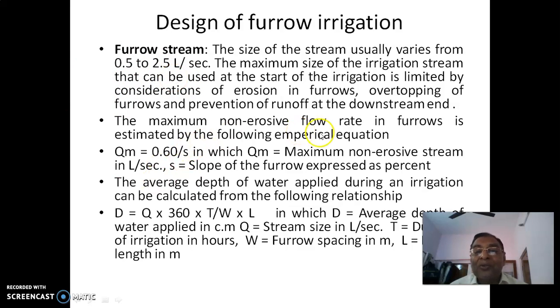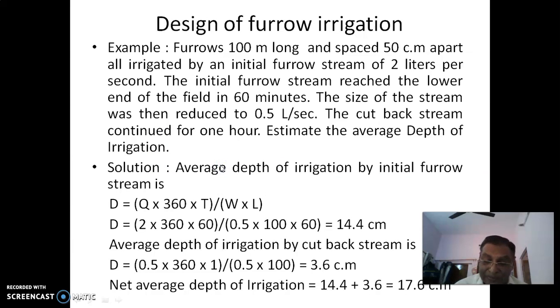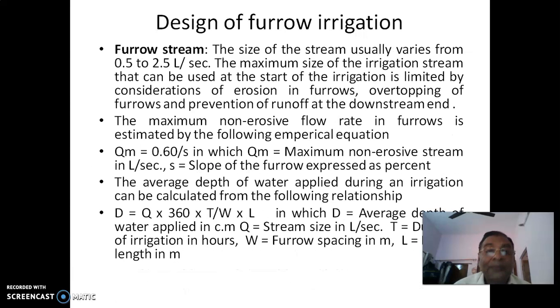The maximum non-erosive flow rate in furrows is estimated by the following empirical equation. What is the equation? Simply qm = 0.60 / S, in which qm is the maximum non-erosive stream in liters per second. It is inversely proportional to the slope S, expressed as percent. So you cannot have a bigger stream if the slope is greater.